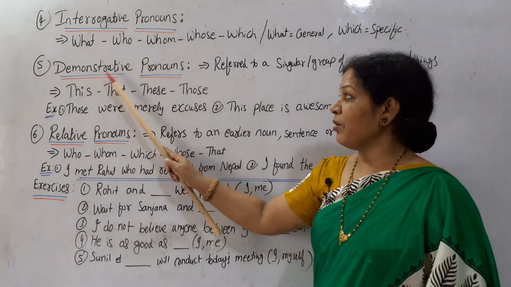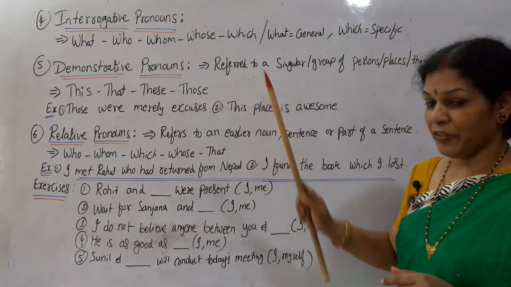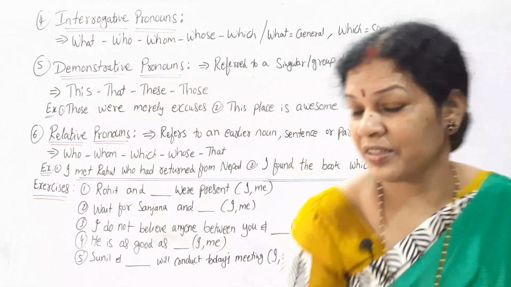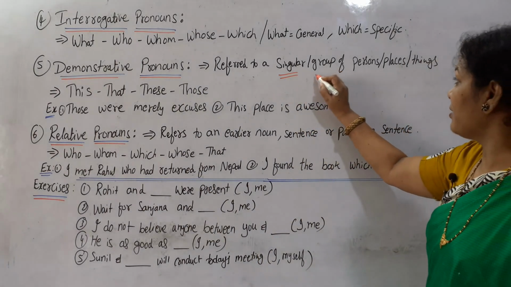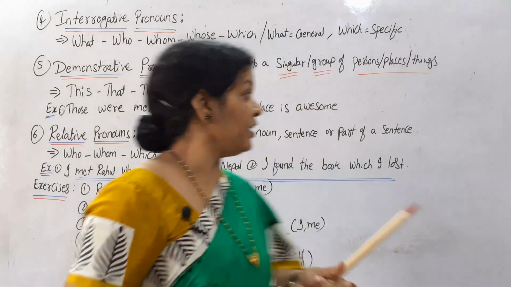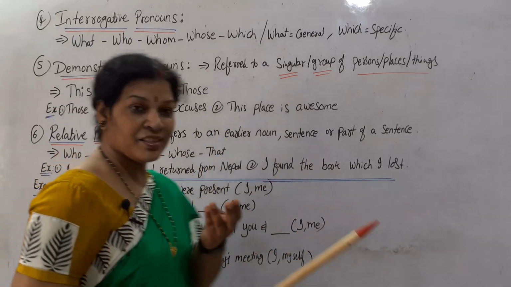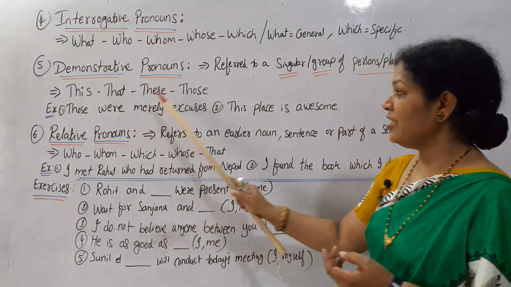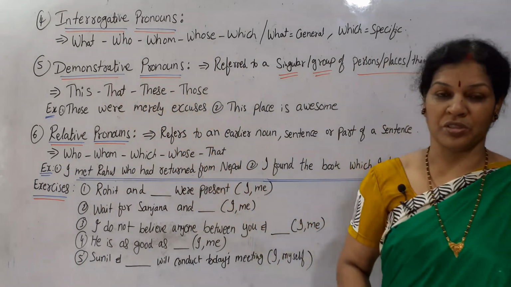The 5th one is the demonstrative pronoun. Demonstrative pronoun means it refers to a singular or group of persons, places or things. Anything it may refer to. For example, you can take here: this, that, these, those. Remember this: this, that, these, those.